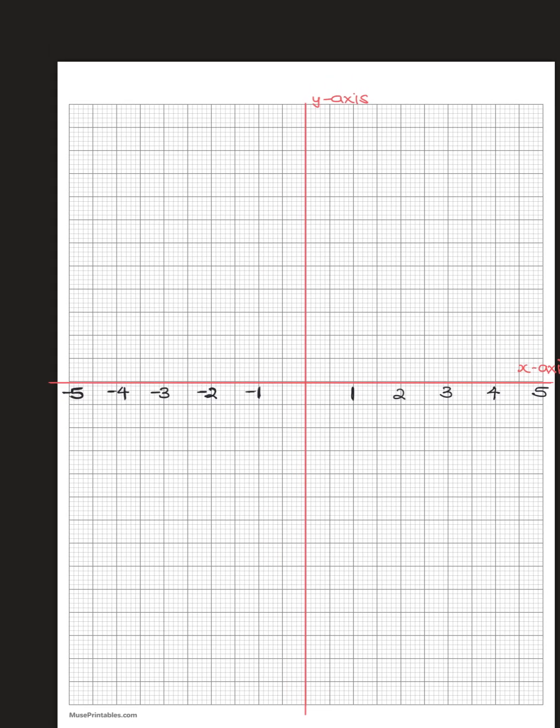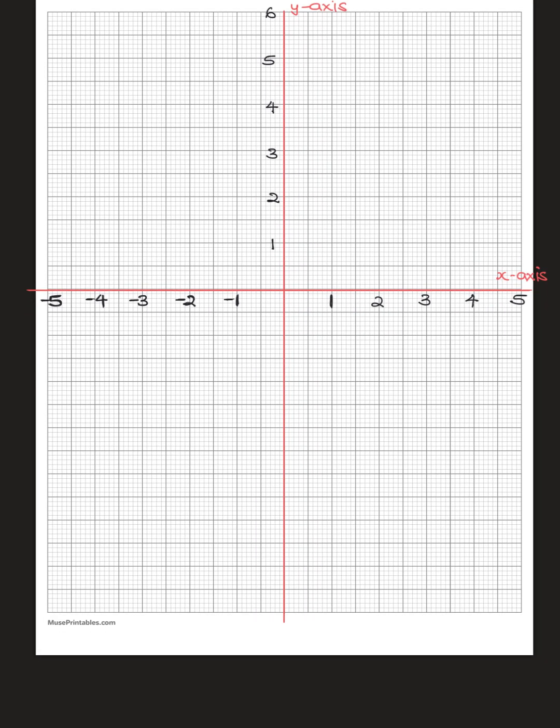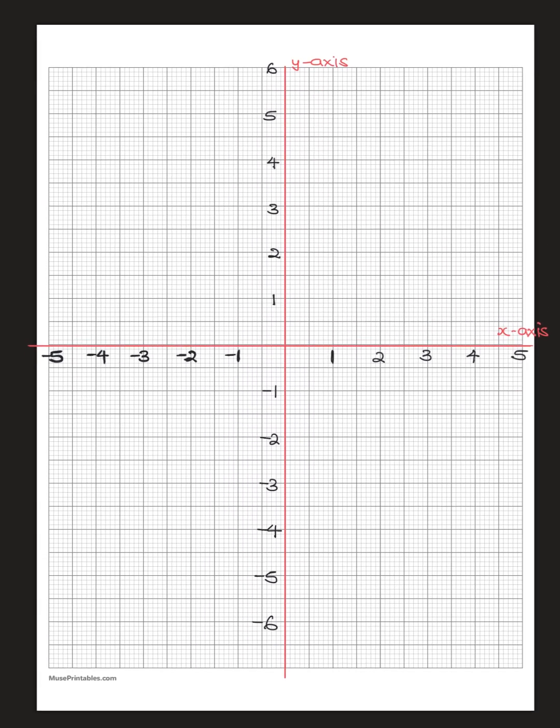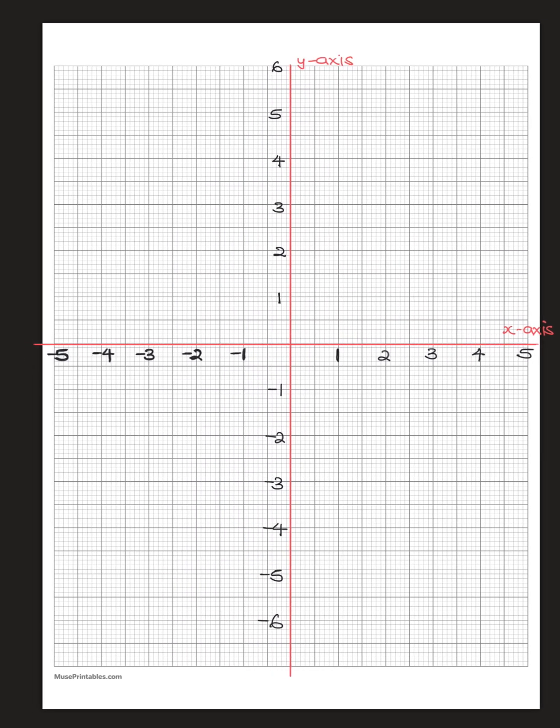So for the y-axis, we will have 1, 2, 3, 4, 5, 6. We move on to the opposite direction: minus 1, minus 2, minus 3, minus 4, minus 5, minus 6. Okay, so that is it. For the y-axis, it says from 6 to minus 6.